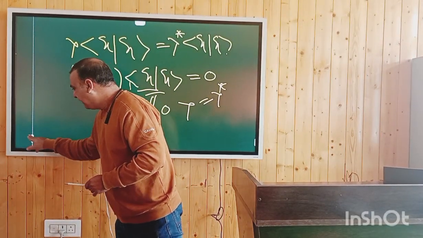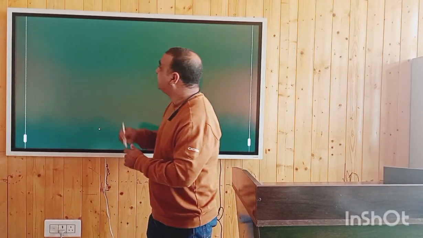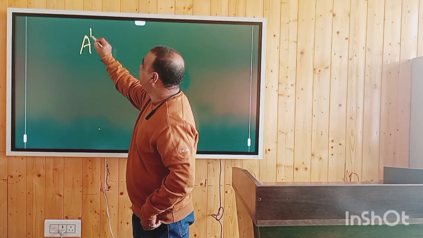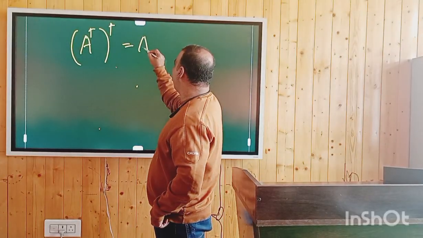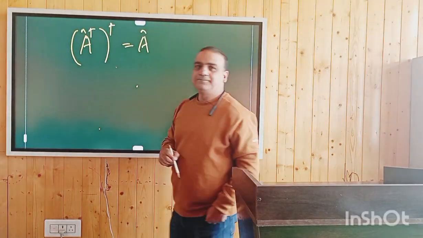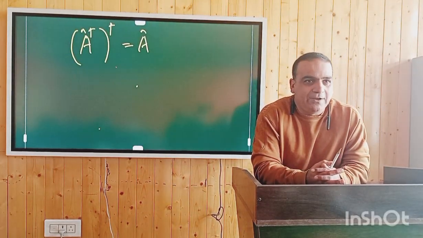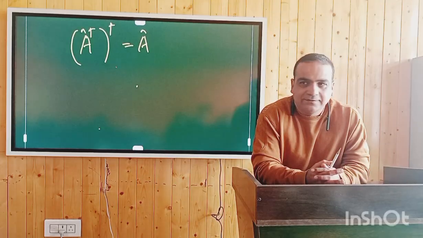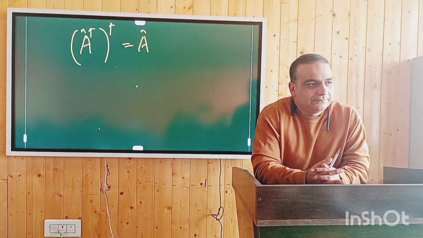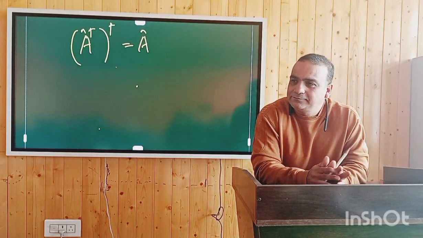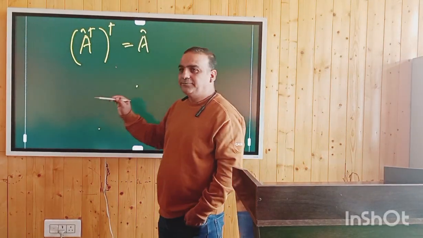Okay, so in a similar way, there is another important property of this Hermitian adjoint, and that is if you have a dagger of dagger, this should give us A, right? So, can you prove it now?